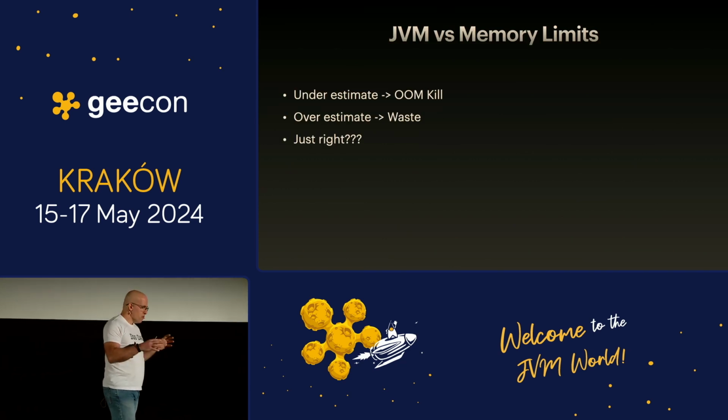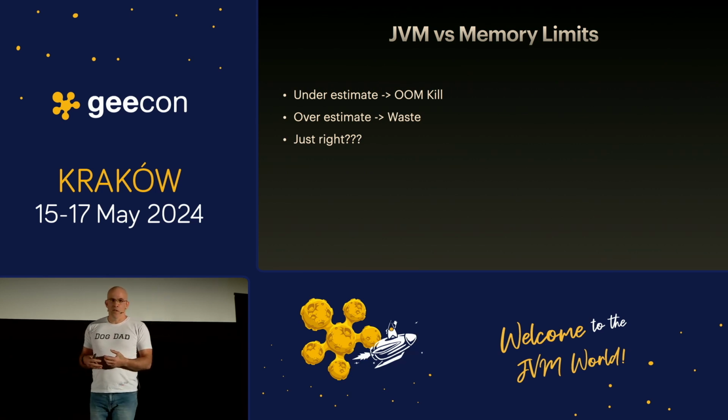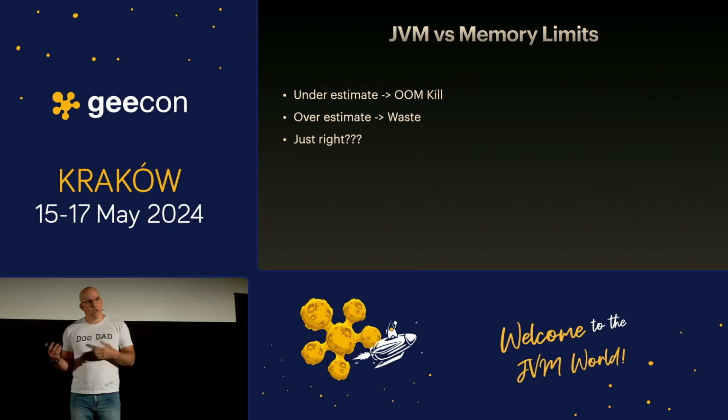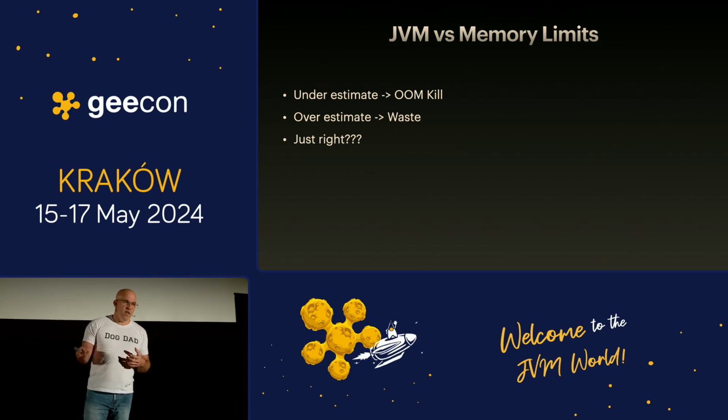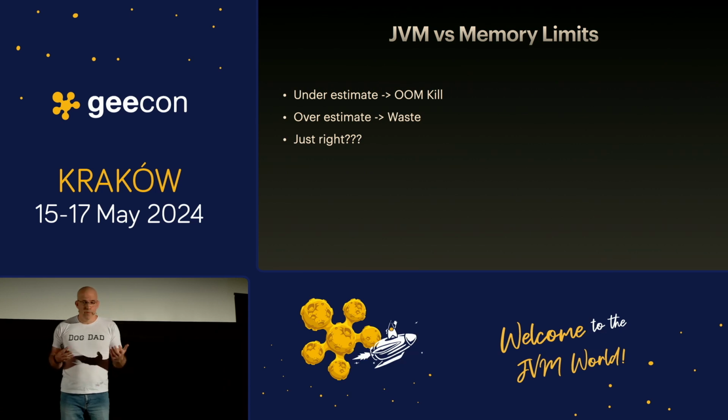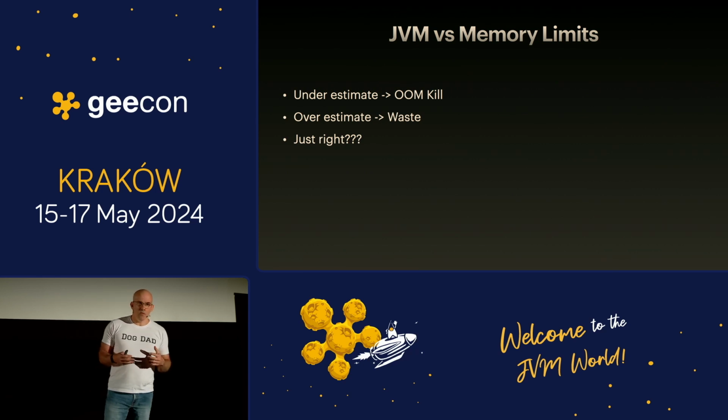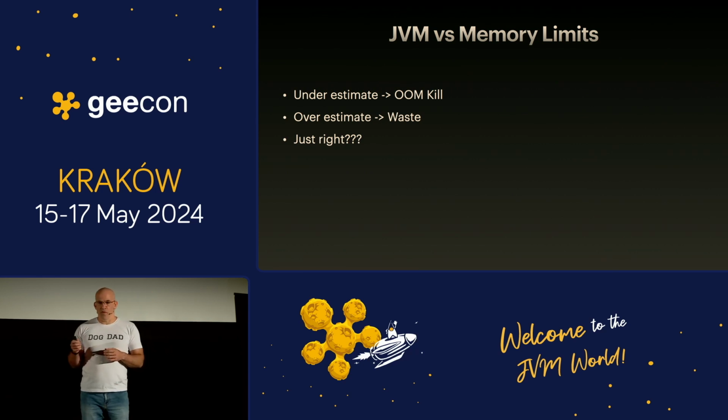Right. Generally speaking, you have a Goldilocks dilemma. You want the porridge that's just right, but you don't quite know, so you over-allocate or you under-allocate. If you under-allocate, you'll get killed. If you over-allocate, you're wasting money. So you've got to pick your poison. You need to know how large the JVM is going to be. You're only going to find that out by monitoring, so monitor your JVMs.